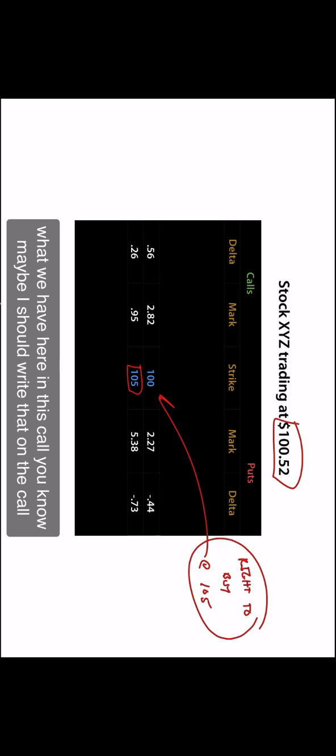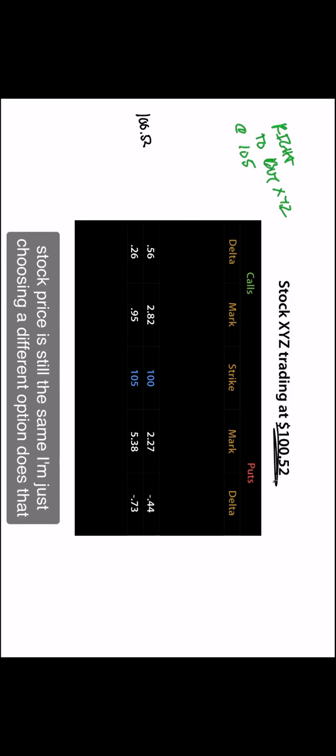So here we have a $100.52 stock. We want the choice to buy it at 105. This call means we have the right, or the choice, to buy this at $105. Maybe I should write that on the call side so people don't get confused, and we'll put it in green. So we have the right to buy this XYZ stock at 105. So that's what this one is right here, 105. Now watch this.